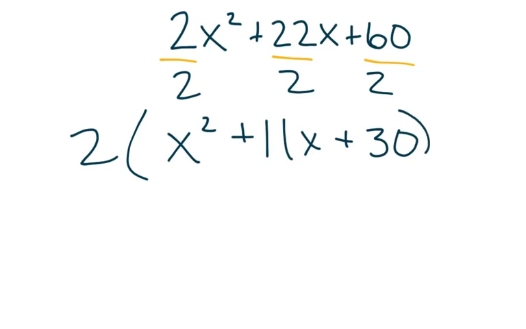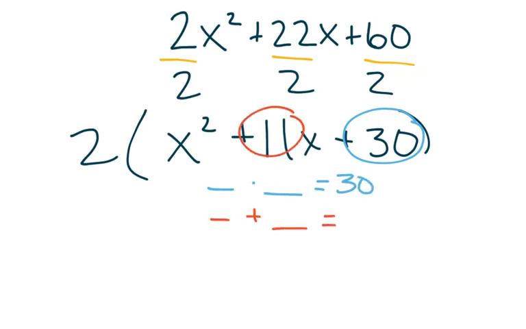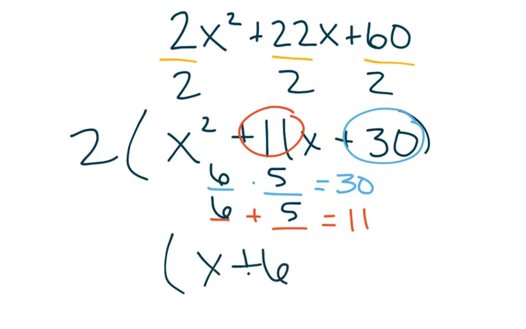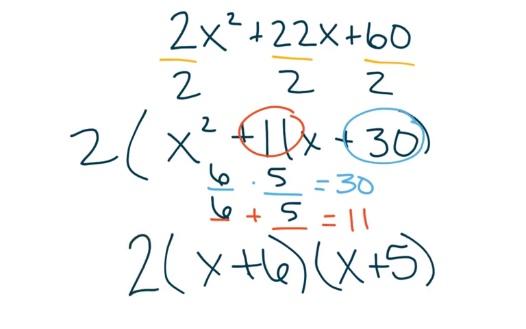Then let's see if I can get this one right. Two numbers that multiply to give me 30, two numbers that add to give me 11. So I got a 6 and a 5. And then I'm going to write those in my parentheses. X plus 6, x plus 5. And then don't forget that you took out a 2 at the very beginning, so that is a part of your answer.